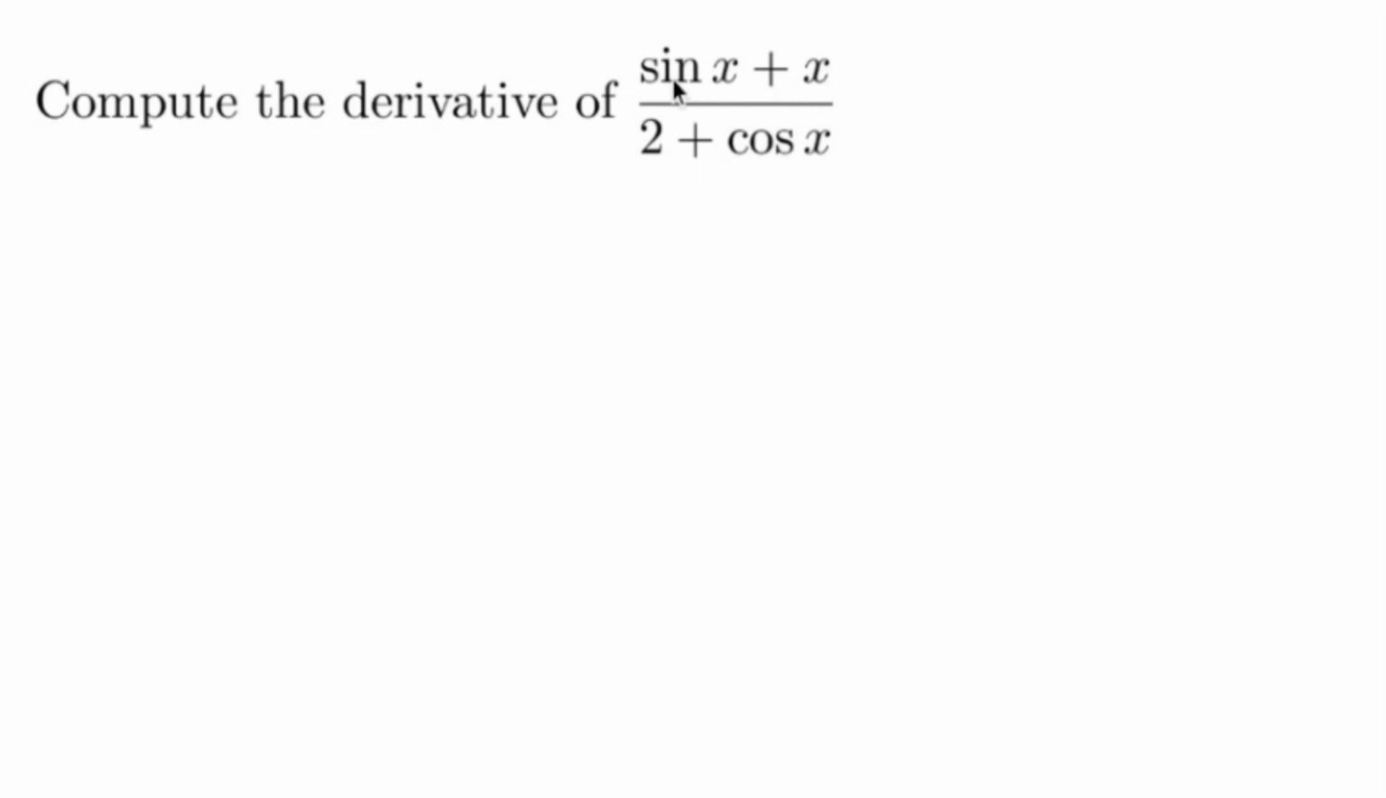Compute the derivative of stuff involving trig functions divided by stuff involving more trig functions. This is going to use the quotient rule. So I'll call one U and I'll call the other V. And the quotient rule says, if I need to find the derivative of a quotient, do U prime V minus V prime U over V squared.